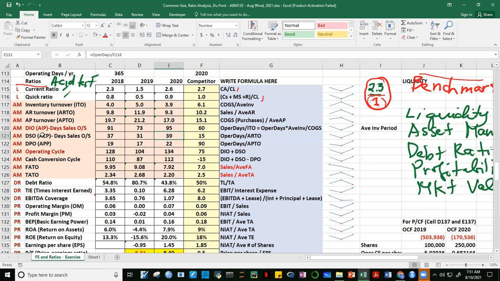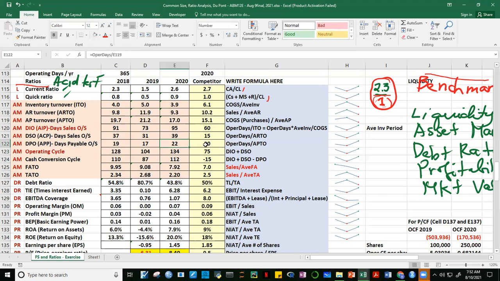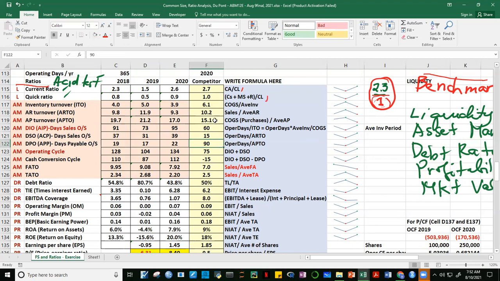And then lastly, guys, this APTO, accounts payable turnover, is the days payable outstanding. Days payable outstanding. It takes us only 22 days. Our competitor takes 90 days. In a sense, guys, as I said, the 51.1 times, which is lower, is better, because it translates into a longer term for us to pay. 90 days.